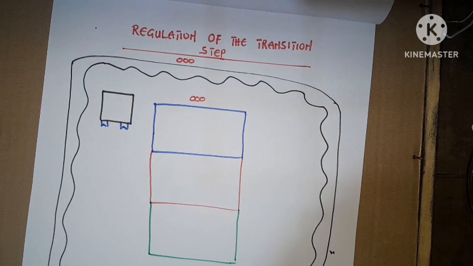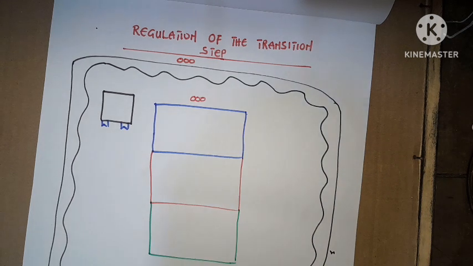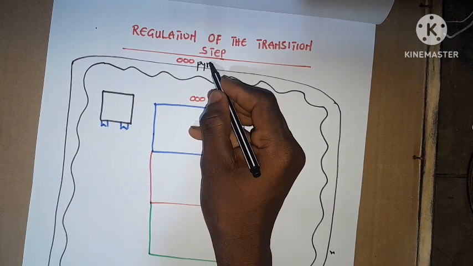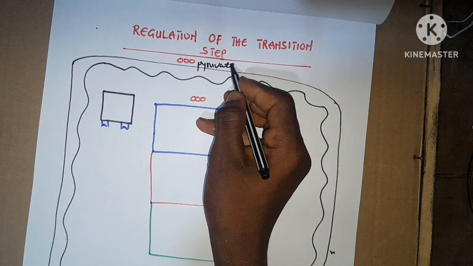In today's video, we're going to talk about regulation of the transition step. If you remember, we talked about pyruvate, which was formed from the end product of glycolysis. So we have our pyruvate molecule here. This is pyruvate.